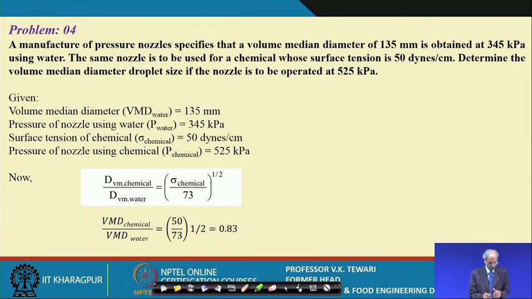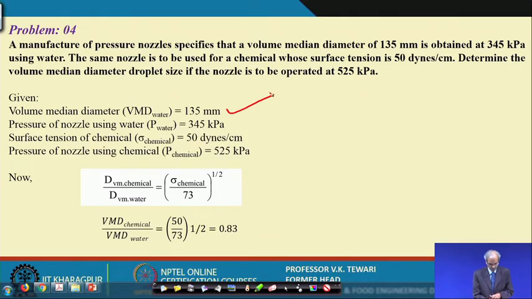Here, what do you get? Volume median diameter is given. The pressure of the nozzle using water is given here, then the surface tension is given here, then the pressure of the nozzle using the chemical is also given here. So, you should go for the relationship which is known to us. If you have gone through the details of the sessions which I had earlier, then you will be able to get this. See here how it is connected.